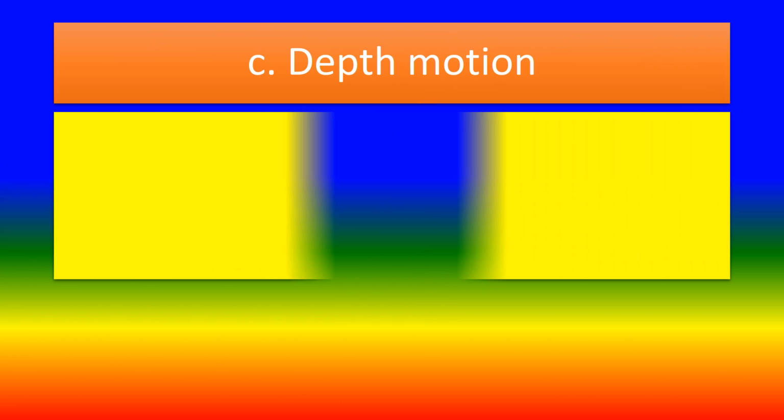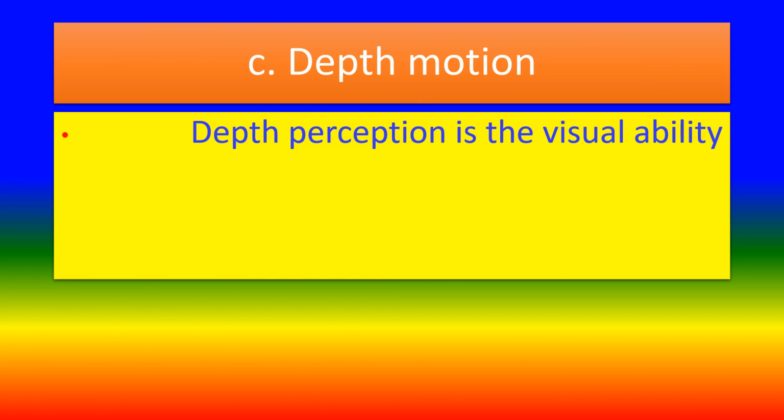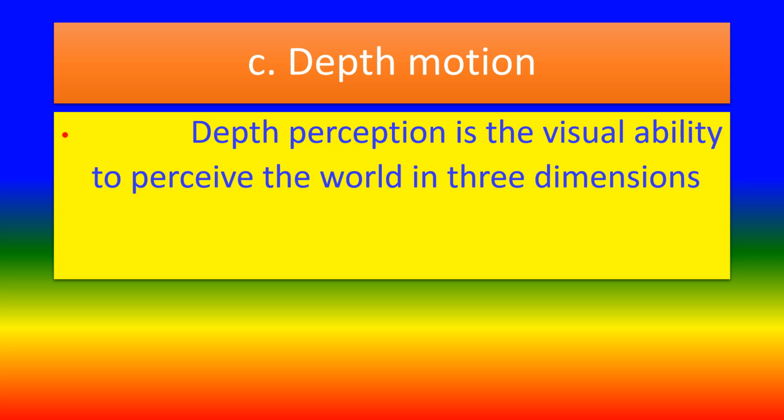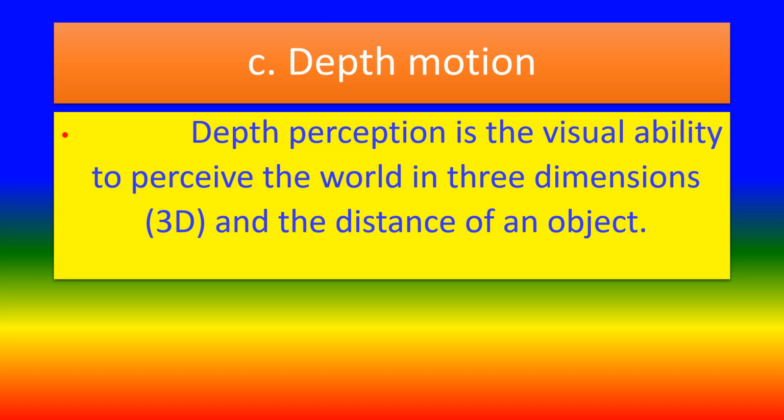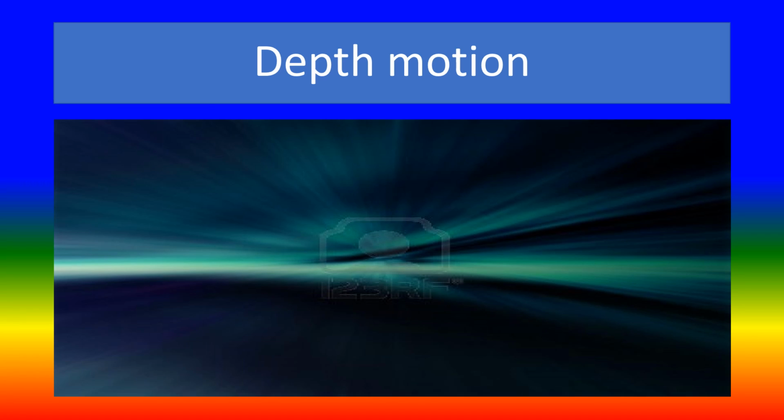C, depth motion. Depth perception is the visual ability to perceive the world in three dimensions, 3D, and the distance of an object. Look at this depth motion.